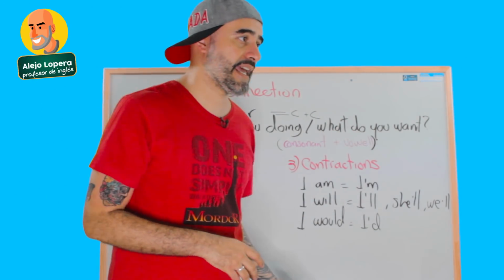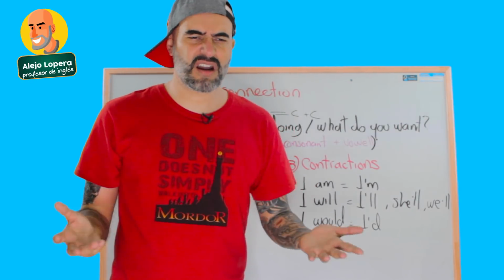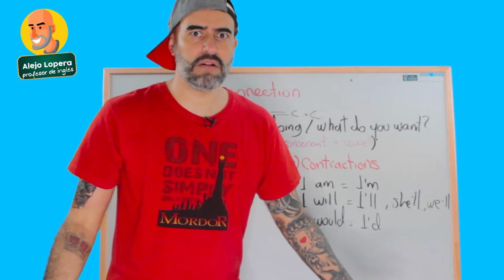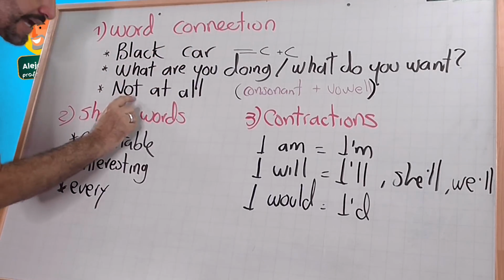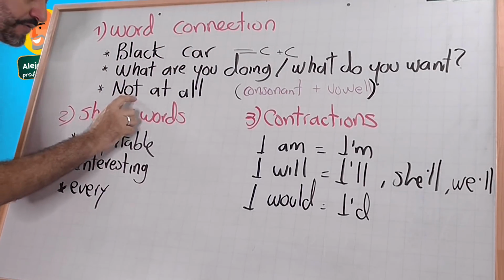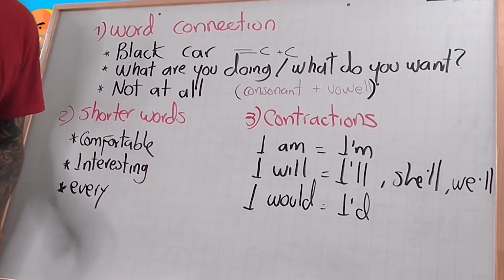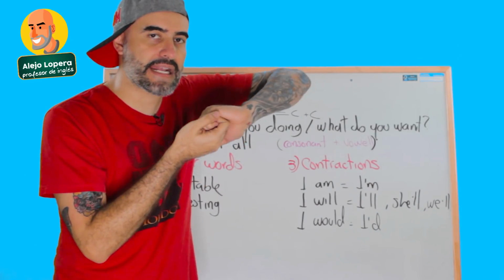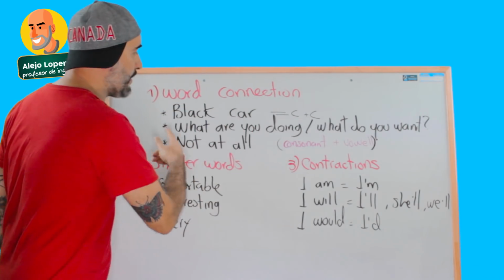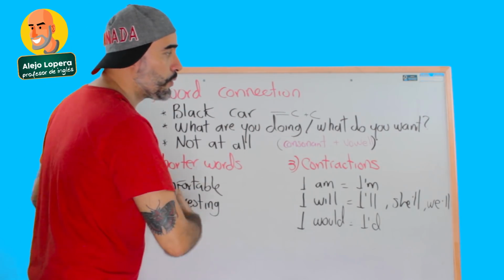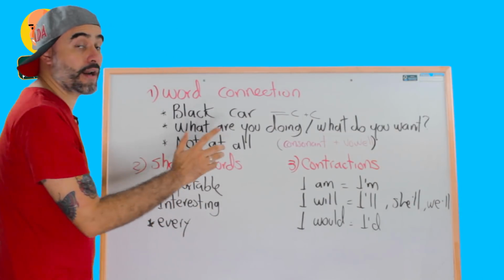For example, if somebody says, hey, are you uncomfortable? I say, no, not at all. Not at all, right? Because I mix the sound of this T and this A. So number 1, try to connect words that could be connected, all right? Like for example, black car, what are you doing? What do you want? Or not at all.